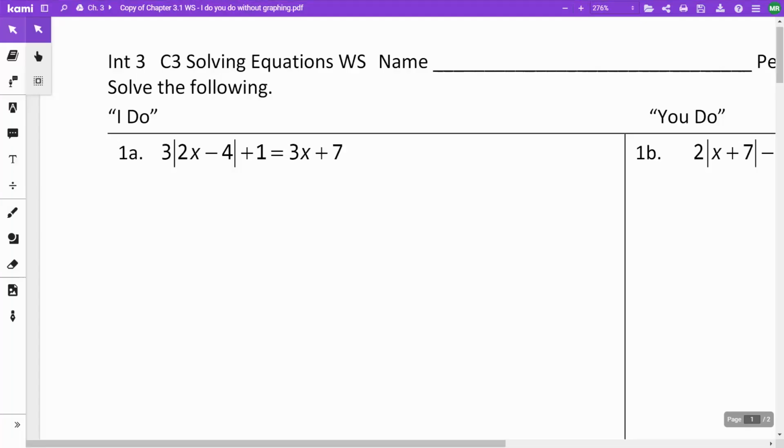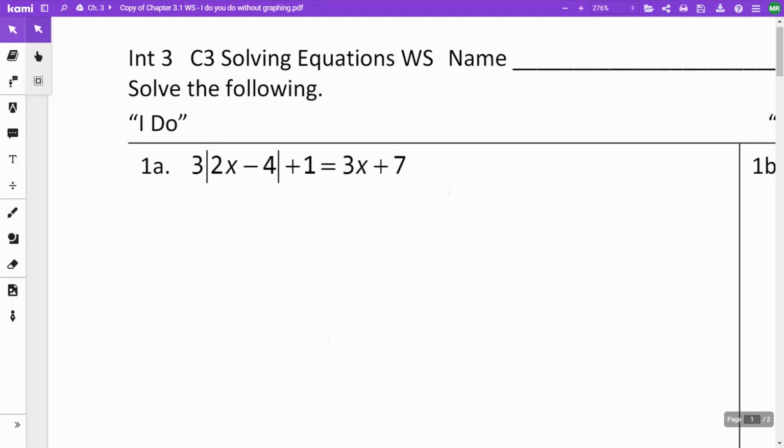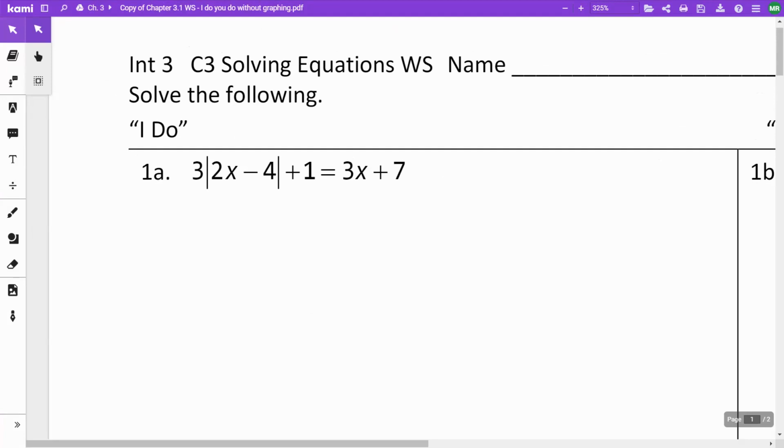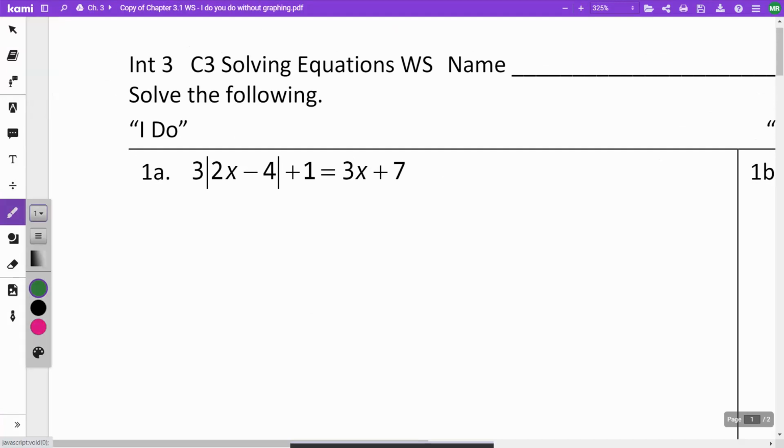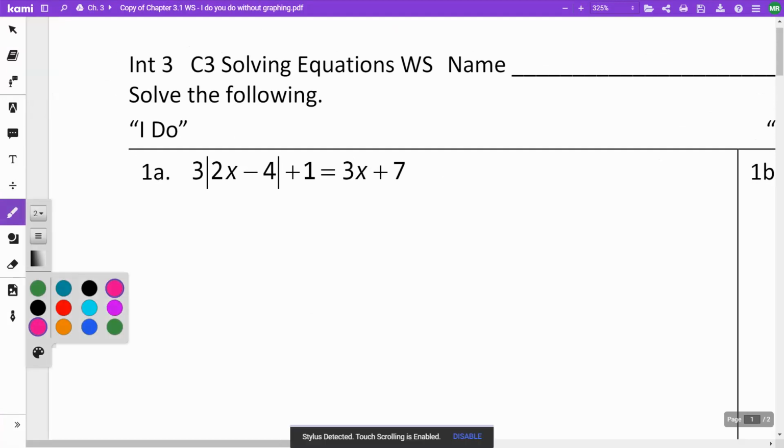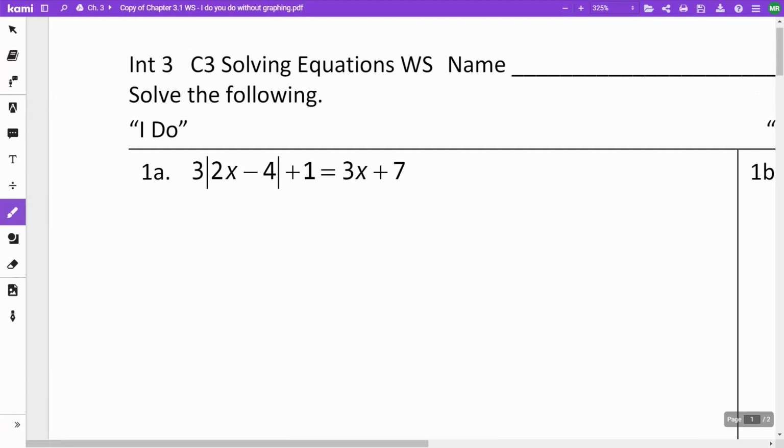Okay, on number 1A, what you want to do is your goal is to isolate your absolute value. That is your goal. So you're going to isolate the absolute value. Now, once you isolate your absolute value, you want to check and see what sign is on the other side.